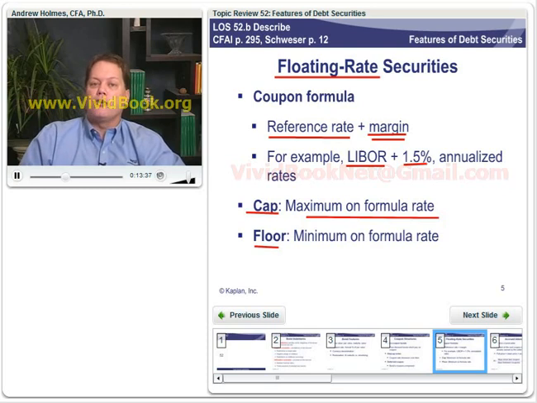We can also put a floor on this. Maybe it's LIBOR plus 1.5, but never less than 2.5%. So if LIBOR went down to 1.5%, then we'd have 1.5% LIBOR plus the 1.5% spread, which would be 3%. But if LIBOR went down to 0.5%, and so we had 0.5% plus 1.5 is 2, but we had a minimum of 2.5%. Well, the minimum is protecting the bondholder. So caps and floors are just the maximum and the minimum that the firm will pay in any given period.